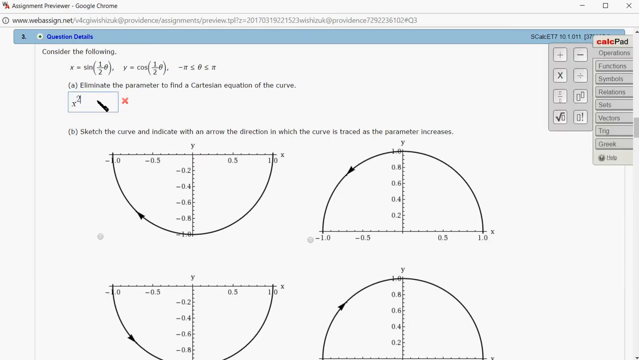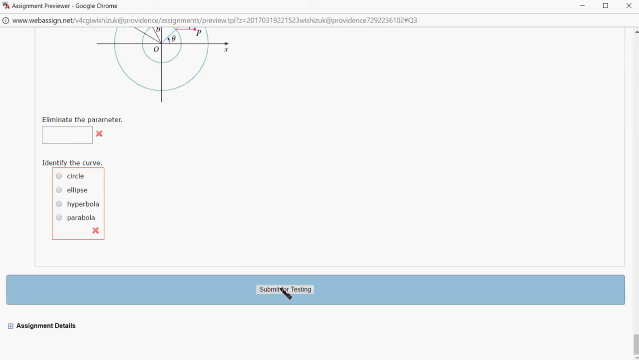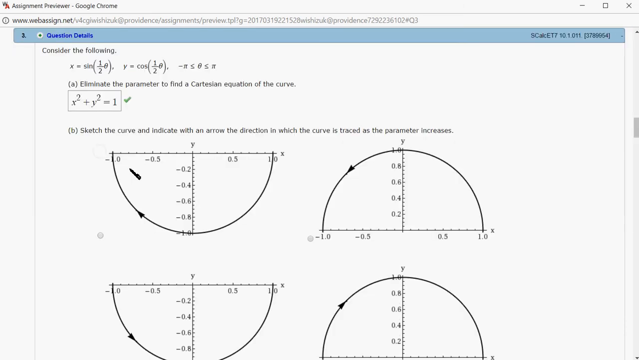So we have the equation x squared plus y squared is equal to 1. Let's check the answer first. Submit for testing. It came back and looks like we got this one correctly.